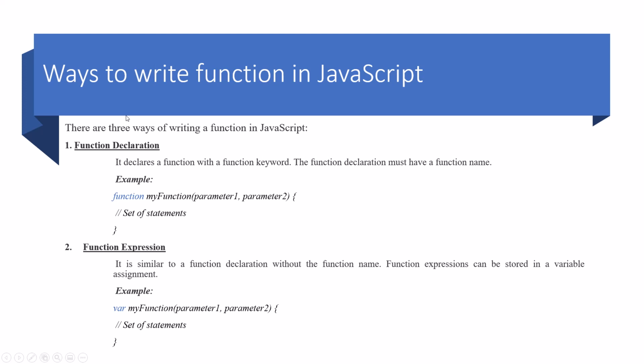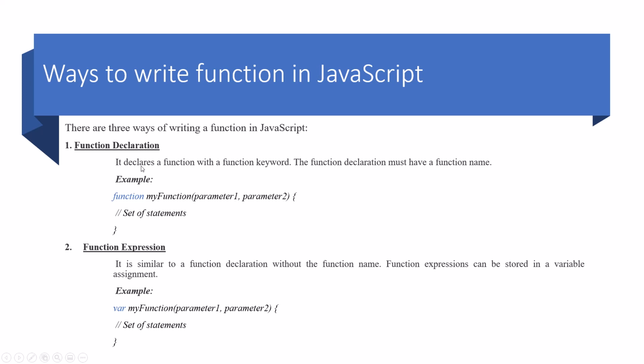Next, we will see the ways to write a function in JavaScript. There are three main ways to write a function in JavaScript. One is function declaration, which we have already seen. That means using the function keyword followed by the function name, the parameters, and curly braces with a set of statements which we execute for the function.